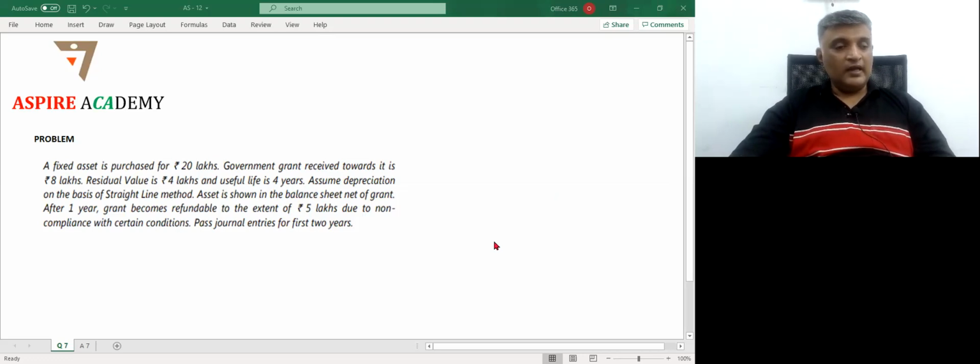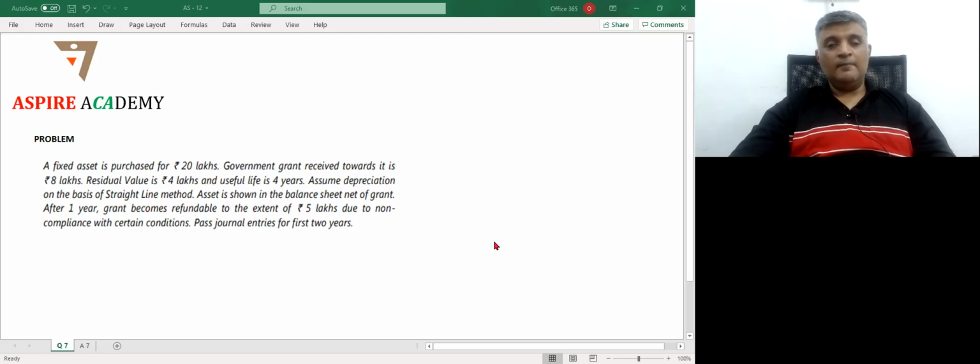Now, when you receive a grant, this is in relation to a fixed asset. What is the treatment they have followed? Asset is shown in the balance sheet net of the grant. So they are reducing the grant from the value of the fixed asset. So it is in this context we need to pass the entry.